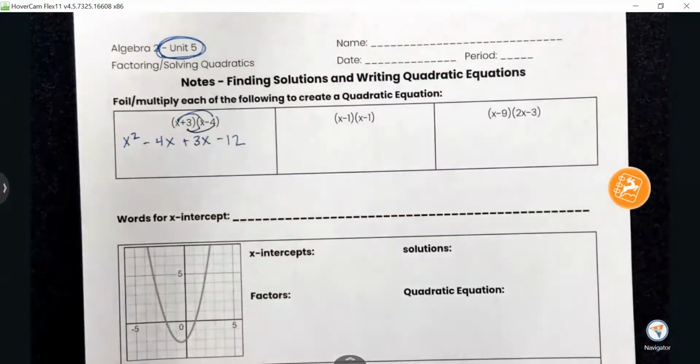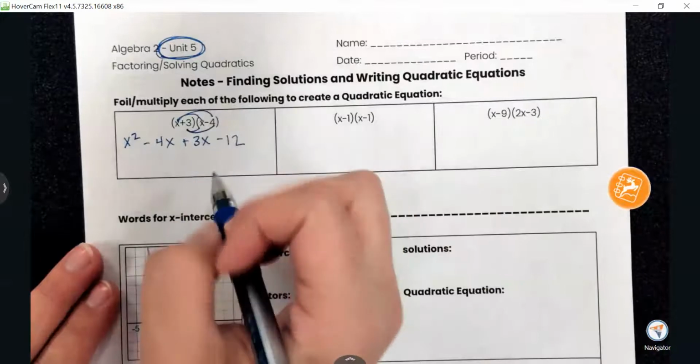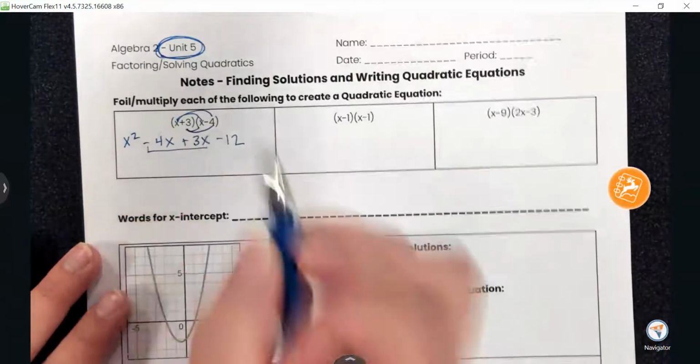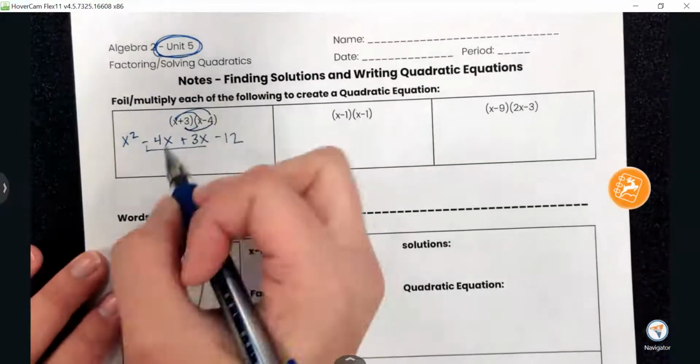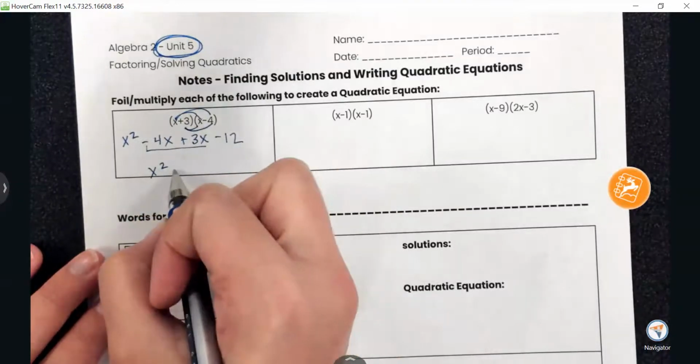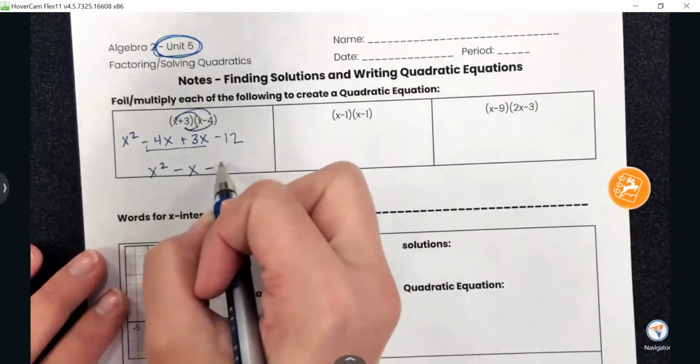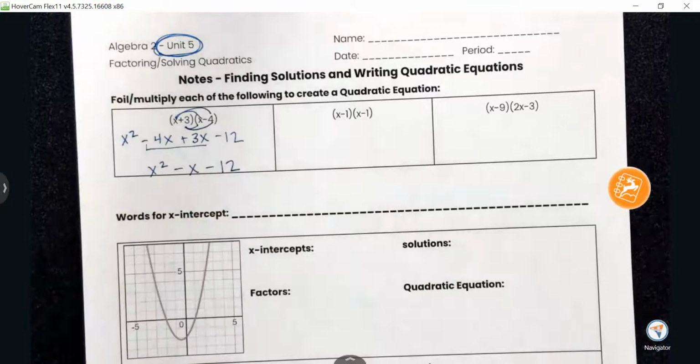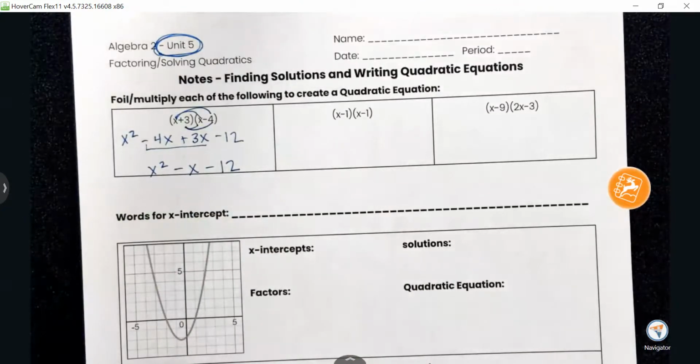Which ones can I combine? The ones in the middle, those both x's. So I have x squared minus x minus 12. Can I combine any of those? No, I cannot. So that would be my answer.